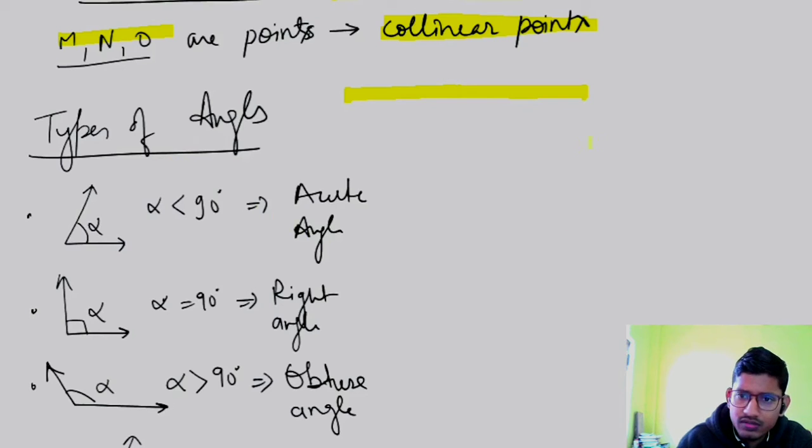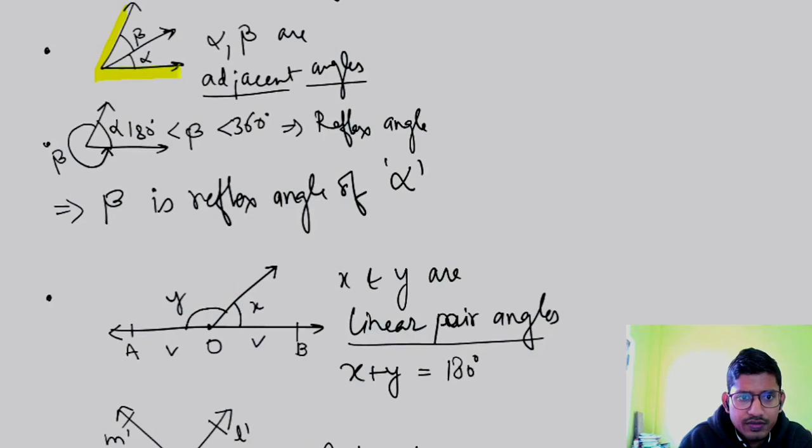Now coming to the types of angles. If the ray forms an angle alpha which is less than 90 degrees, it's called an acute angle, and if it forms an angle of 90 degrees, it's called a right angle. And alpha greater than 90 degrees is called an obtuse angle. If a ray forming an angle is bisected, or you can say another ray passes through the angle, then the angle gets divided into two parts. These angles are called adjacent angles because they are next to each other.